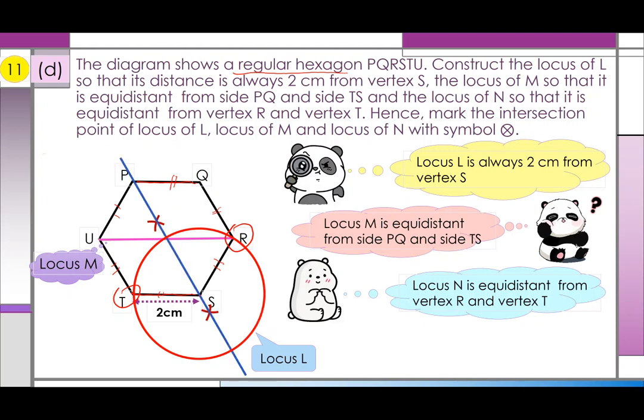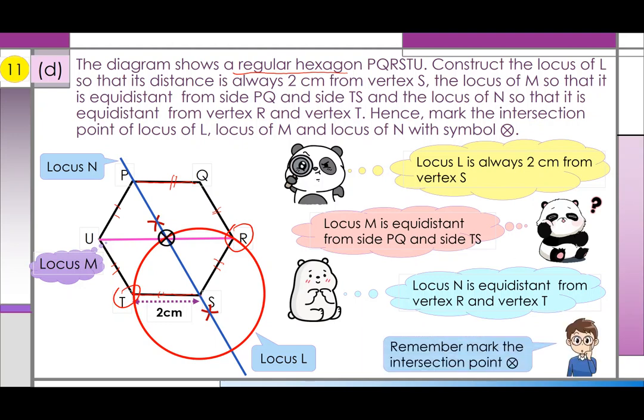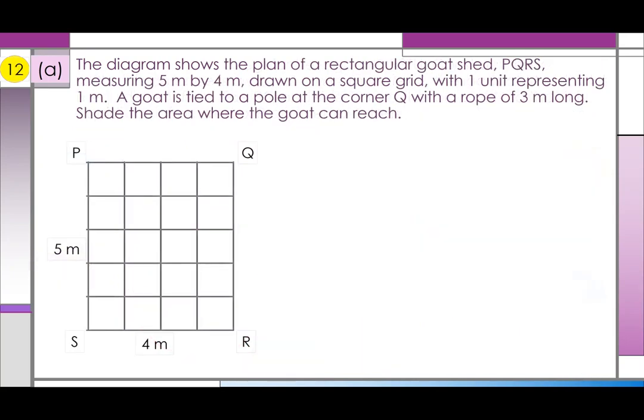Using the compass at T and L, draw arcs up and down, and construct locus N. Then find the intersection point. So the three loci intersect at this one. Okay, this is 11D. 11E. Now we go to question 12.